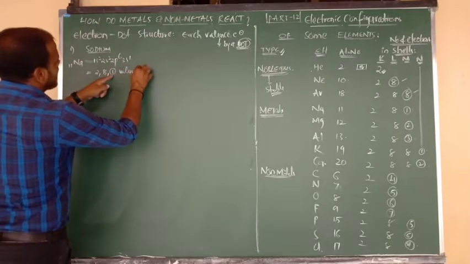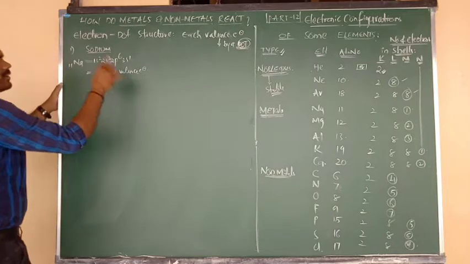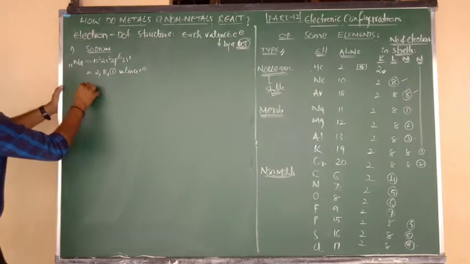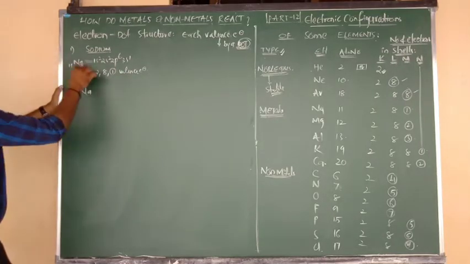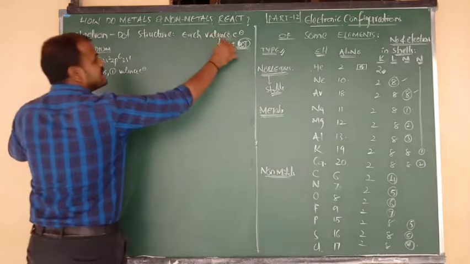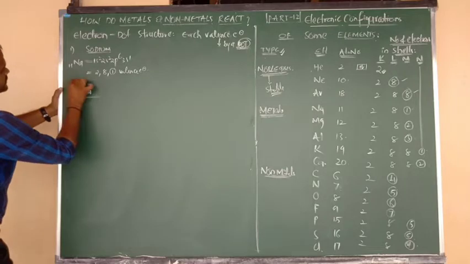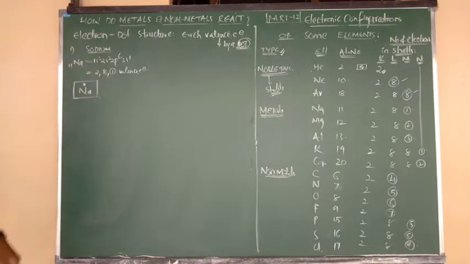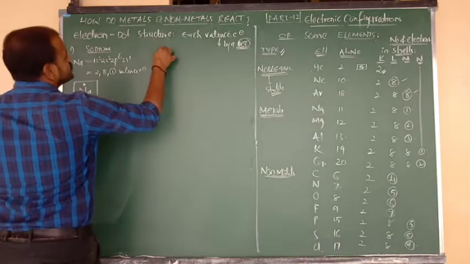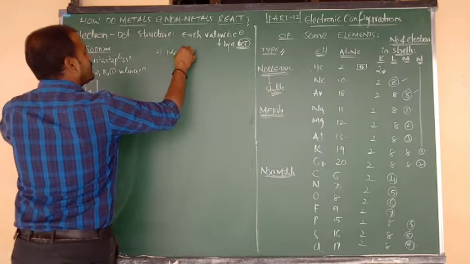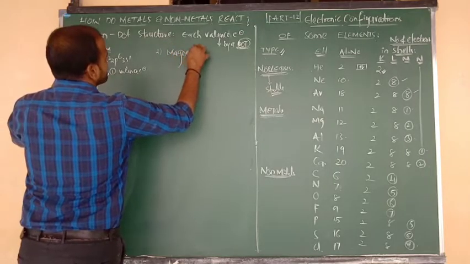So this is nothing but the valence electron. Sodium contains one valence electron. The sodium symbol is Na, and the valence electron is 1. Each valence electron is represented by a dot, so it contains only one dot. This is our answer. Next, I am going to discuss the second one, that is nothing but magnesium.